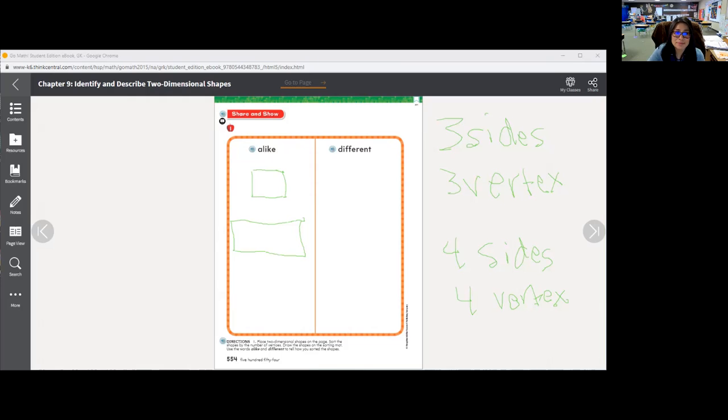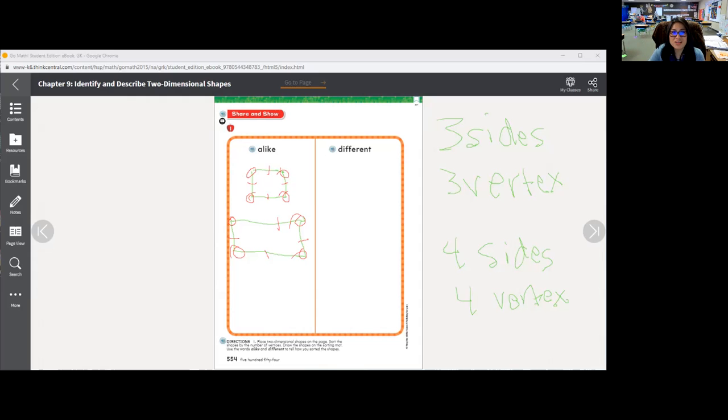So that's what these shapes have alike. They have, oops, let me erase that. They have 1, 2, 3, 4 sides. That's the same, alike. And they also have 1, 2, 3, 4 vertex. So that's what they have alike. That's what's the same. Even though they're not the same shape, that's what they have in common. They both have 4 sides and 4 vertex.